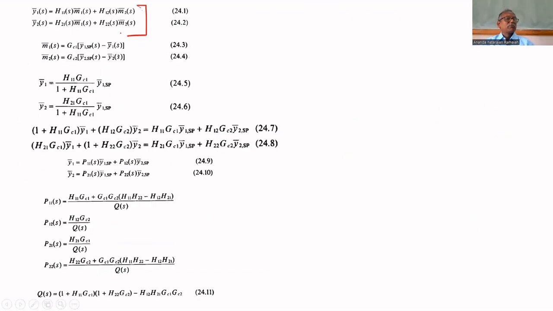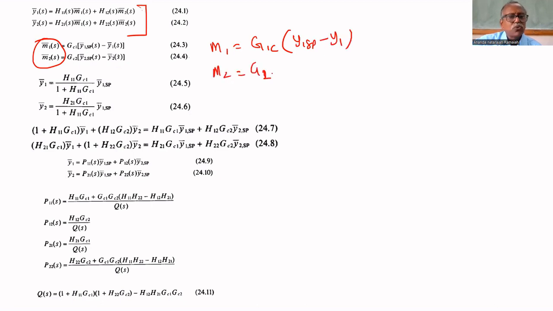This is for open loop. If you close the loops, what are m1 and m2? We can write the expression for m1 and m2. What is m1? m1 is the first controller output. What is the error in the first controller? y1 set point minus y1. What is m2? m2 equals GC2, controller 2, times y2 set point minus y2. This is the second equation. If you substitute this for m1 and m2, you will get these two equations.